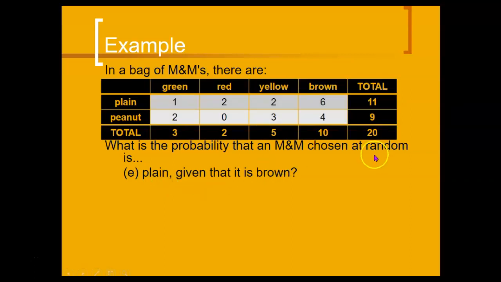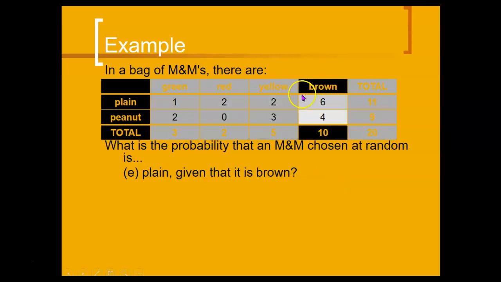What's the probability that it is plain given that it is brown? So when you see given that it is brown, or if it's brown, or under the condition that it's brown, we know we're just focusing on the brown ones. If it's not brown, we don't care about it. But if it is brown, if it's one of those brown ones, what's the probability of it being plain? 6 out of those 10. So 6 over 10, or 0.6.